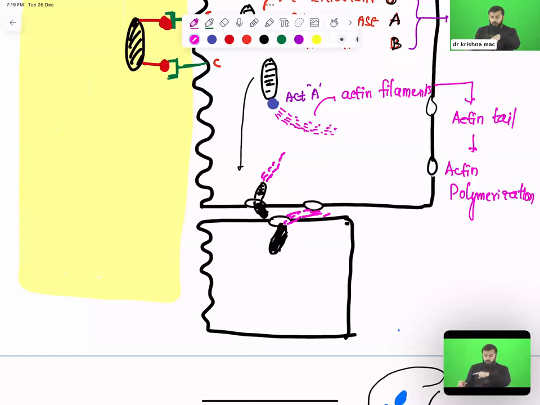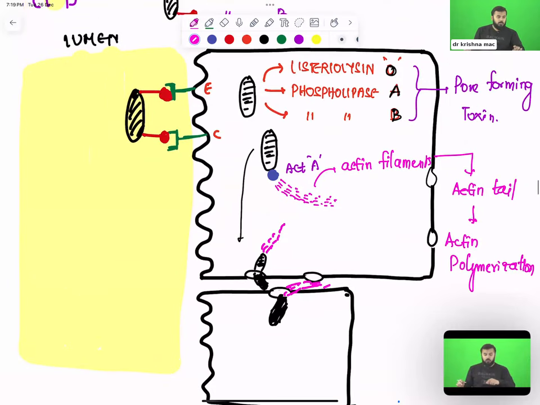All of you understood this mechanism? Yes or no? Everyone? Actually, in the exam, no one will ask you the mechanism. The reason why I told you like this is that normally actin is present within the cell itself, Sultan. Within your body cell itself, we have got actin filaments.